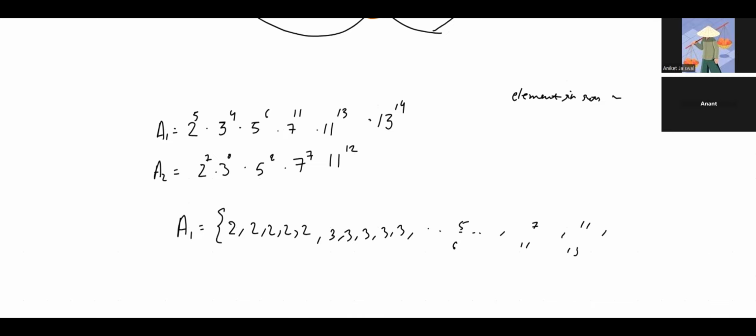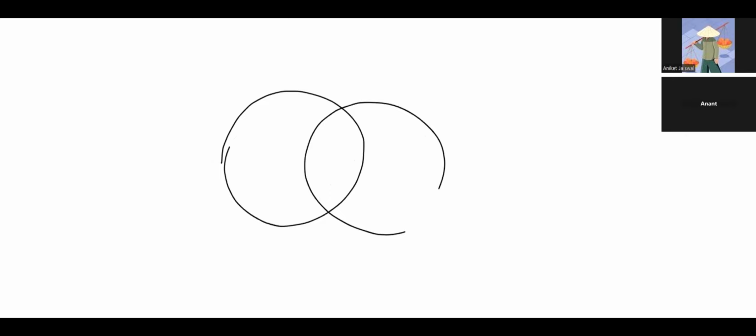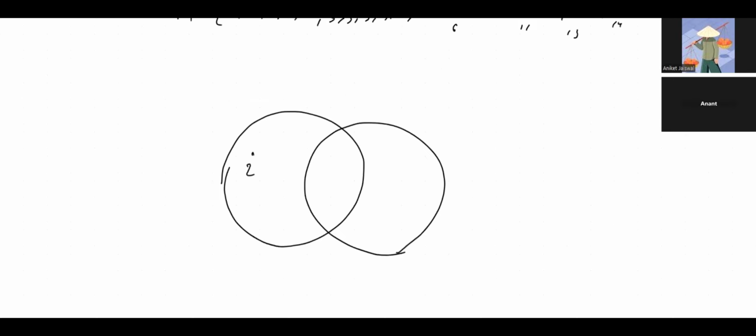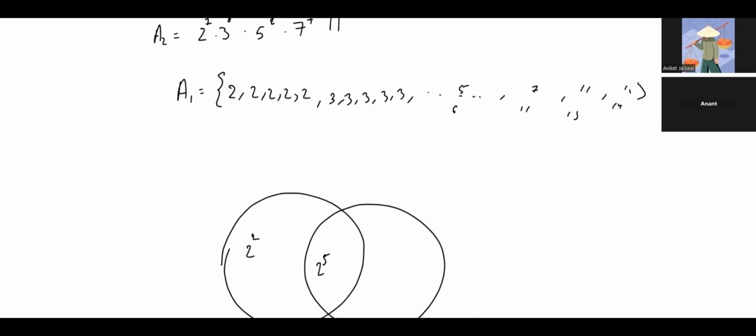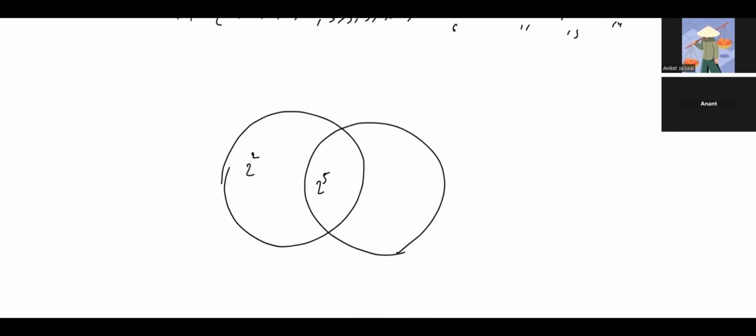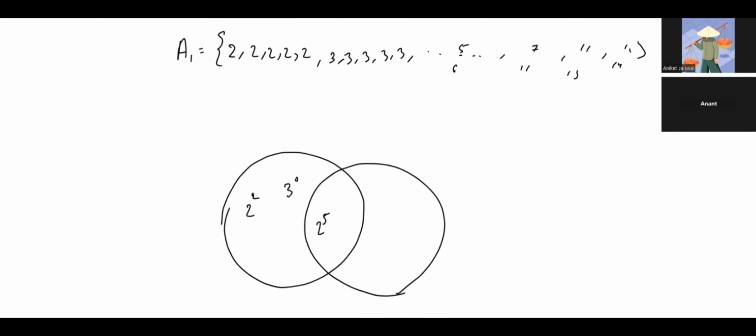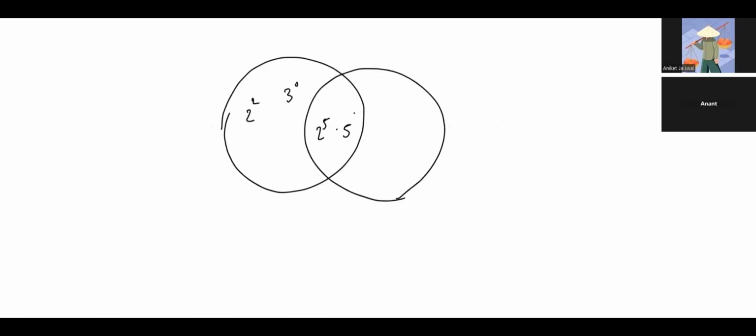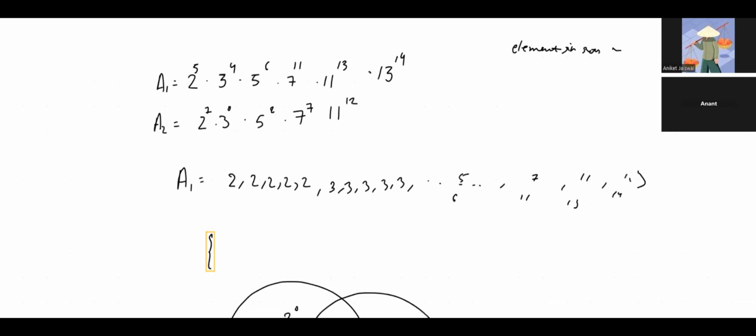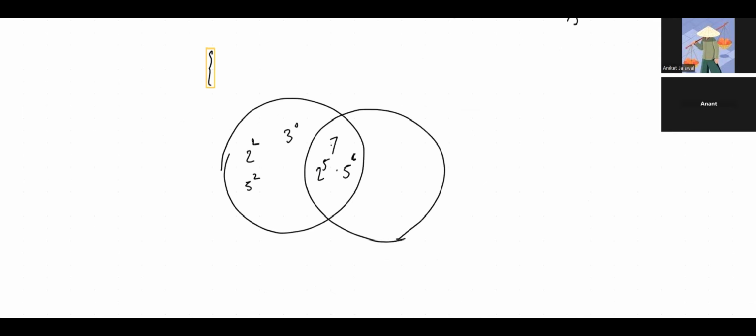So if we represent two numbers like this, let's make the intersection bigger. So it's like 2 power 2, 2 power 5, right? 3 power 0, okay, 5 power 6, 5 power 2. Let me write it. 7 power 7 and 11 power 12.